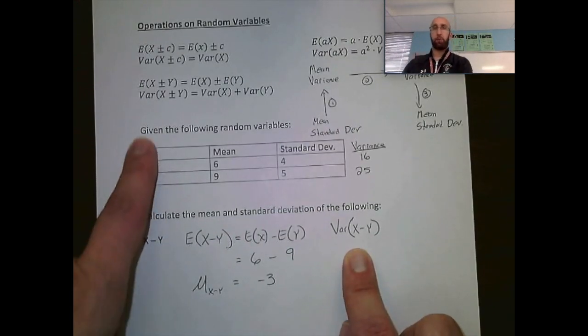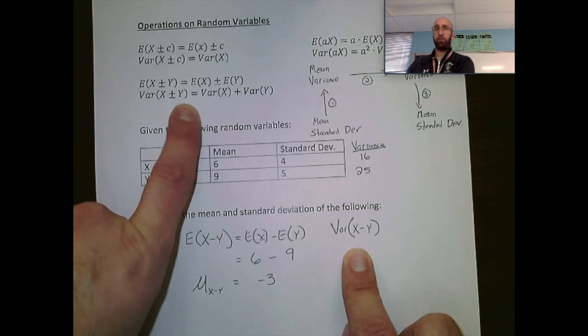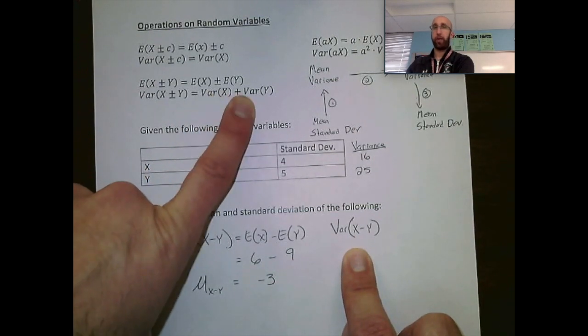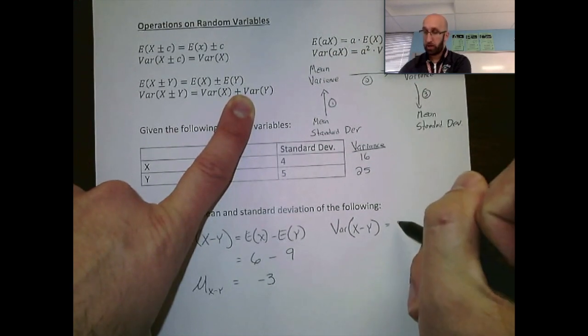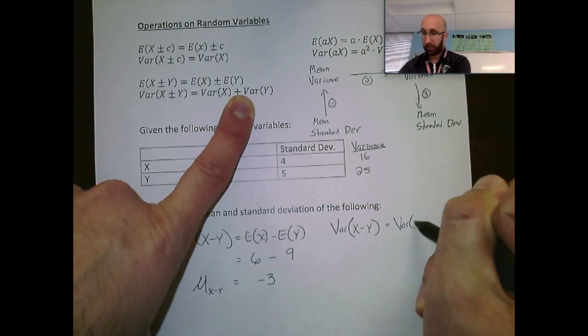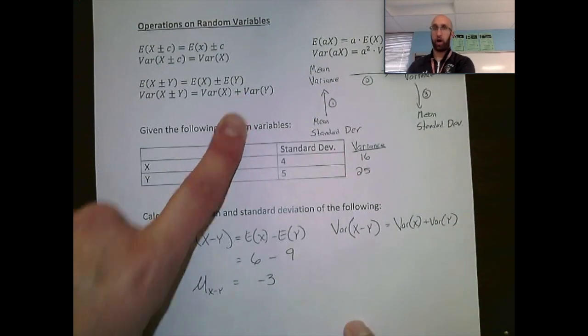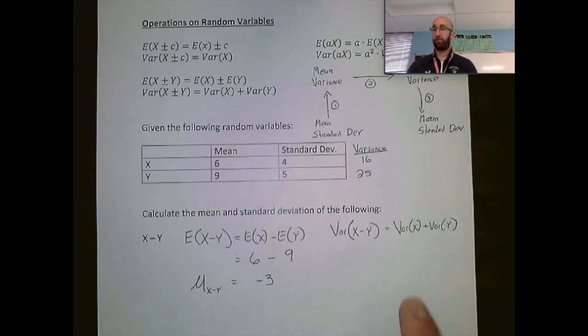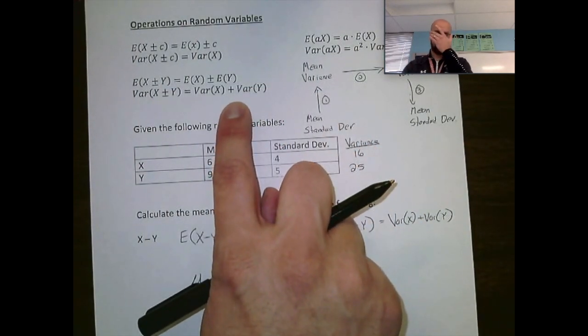The rules state that with variances, if you're going to add or subtract 2 random variables, no matter what, you're going to add them together. So even though it says find the variance of x minus y, what we're really going to find is the variance of x plus the variance of y. We're going to take the variance of x plus the variance of y. This, out of all my rules, is probably the most tricky one and the one that students most mess up.